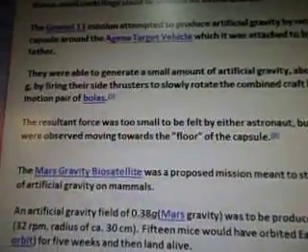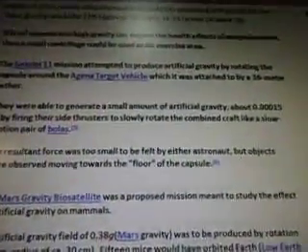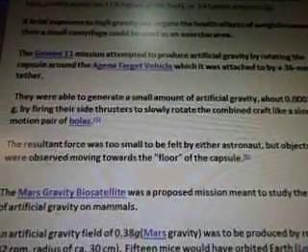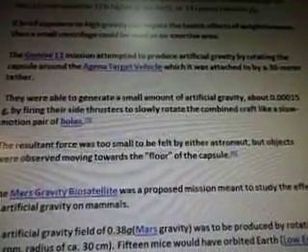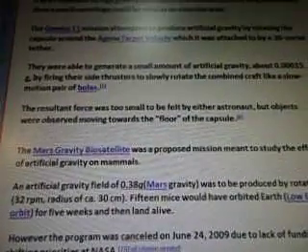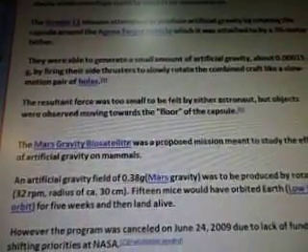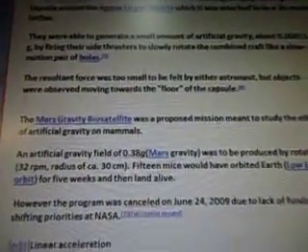Okay, they were able to generate a small amount of artificial gravity, about 0.00015 G, by firing their side thrusters to slowly rotate the combined craft like a slow motion pair of bolas. The resultant force was too small to be felt by either astronaut, but objects were observed moving towards the floor of the capsule.